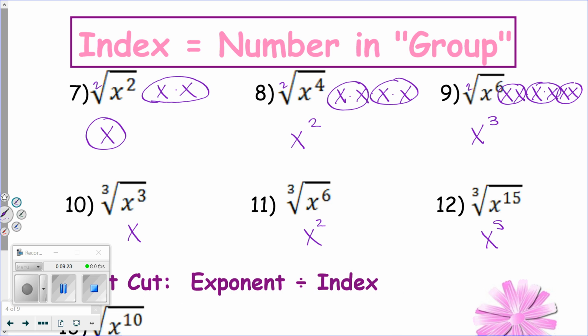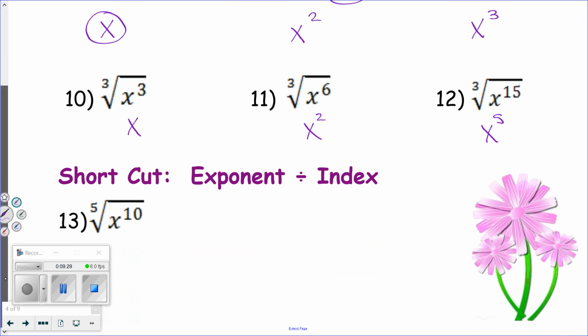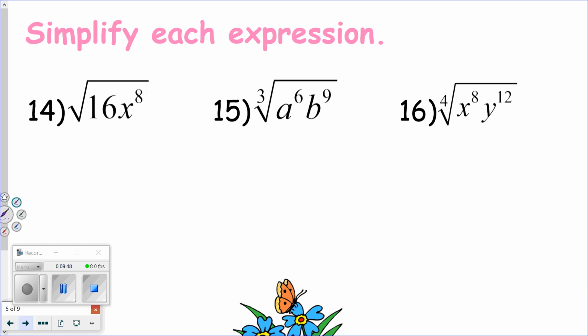Do they always divide pretty, you think? No. Of course not. Math would be way too easy. So the 5th root of x to the 10th, that's just x squared. Because 10 divided by 5. Now, it's all well and good when they divide pretty. It's when they don't divide pretty that people panic and don't know what to do with it. So again, I want you to understand that the index is how many is in the group.